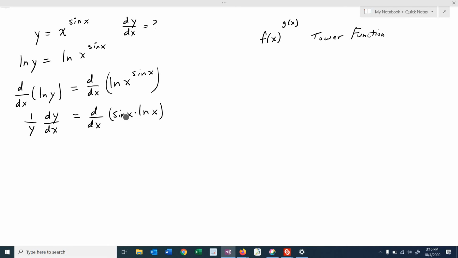Okay, now the only thing we have left to do here is to find the derivative over here. Again, we have to use the product rule. So we're going to go through the first times the derivative of the second. And of course, that derivative is just 1 over x. Plus the second times the derivative of the first. And remember, the derivative of sine is cosine.